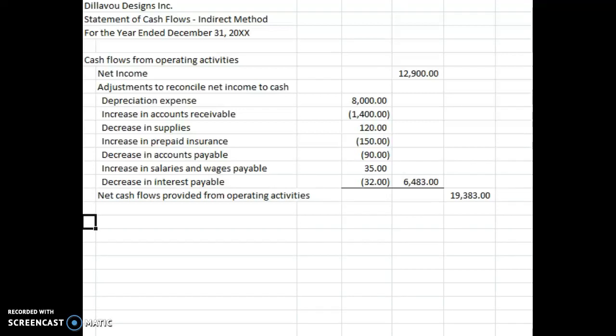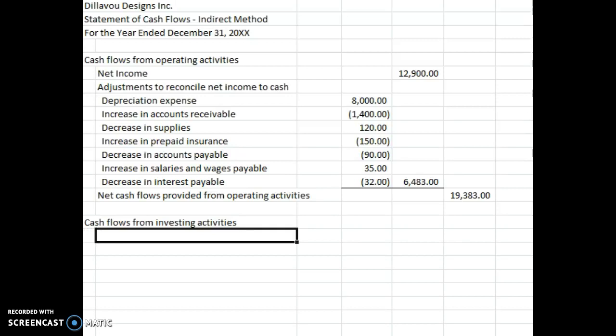So that takes care of the operating section. Now our next section, remember, it flows, so the next section is the investing section. So let's type in cash flows, investing activities. All right, now the investing section deals with long-term assets and investments.